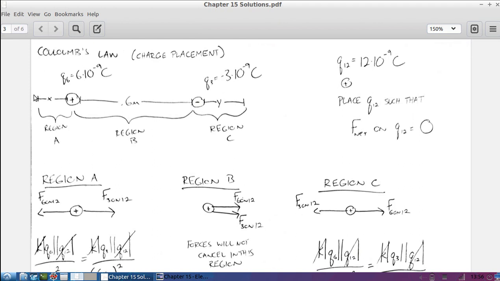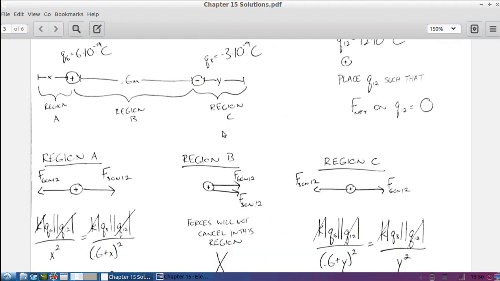So region A, that's to the left of the 6 nanocoulomb charge. If I was a positive charge over here, the 6 nanocoulomb charge would push me away, and the negative 3 nanocoulomb charge would attract me. So I'm feeling pretty good about this free body diagram, because I want the net force to be 0, so that means these two forces have to be in opposite directions. So I'm feeling pretty good about region A. That's a possibility.